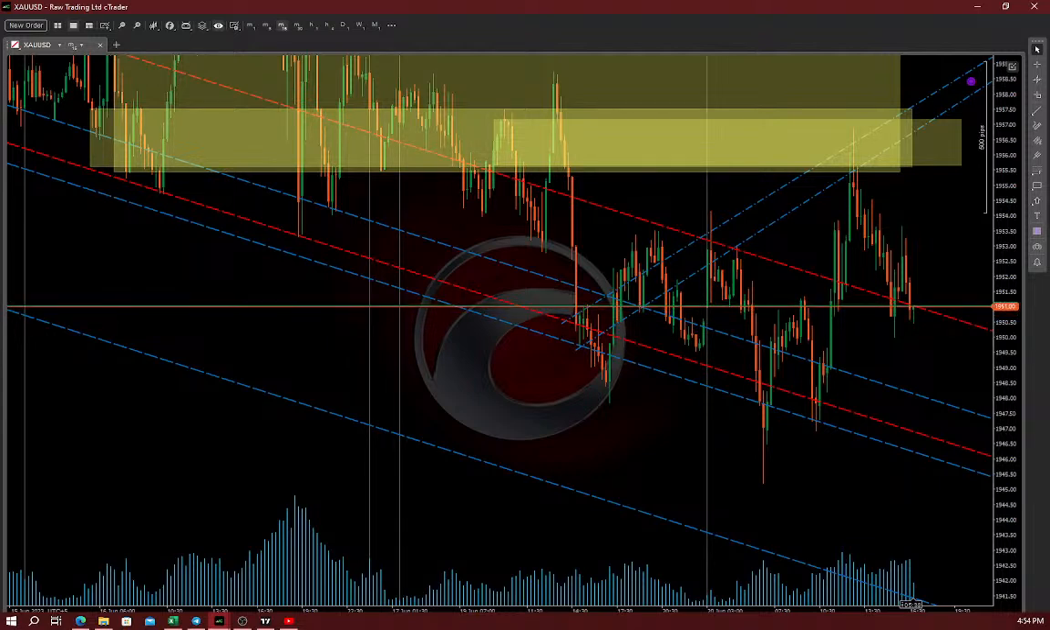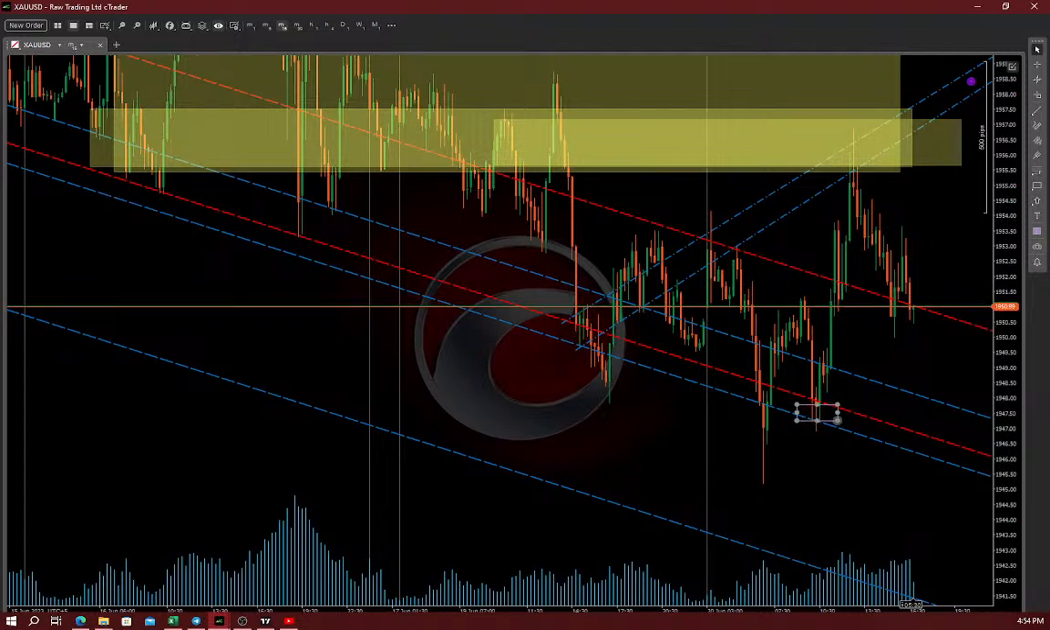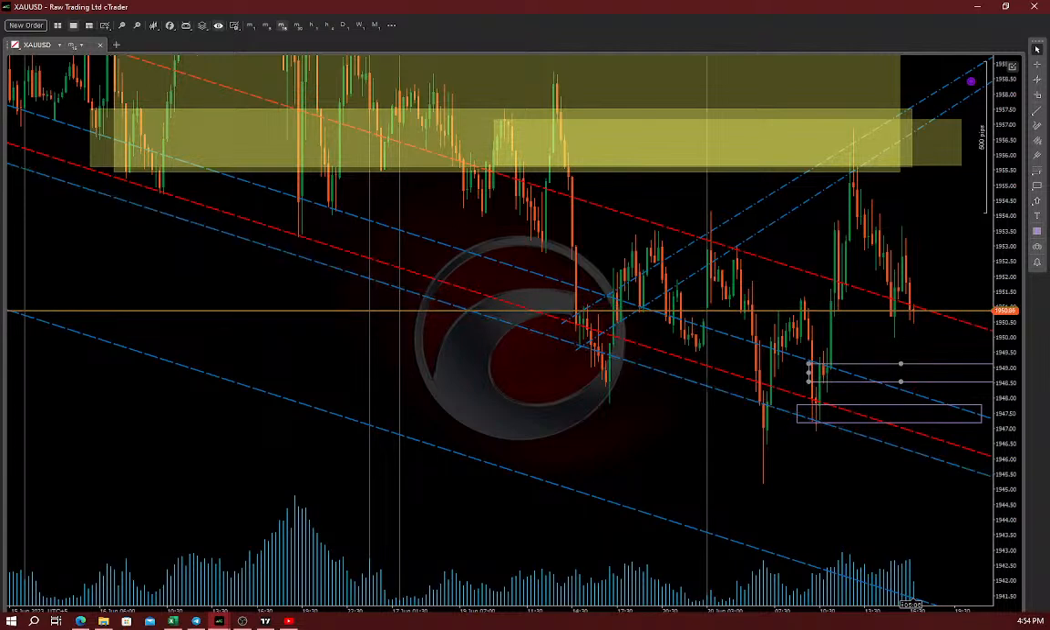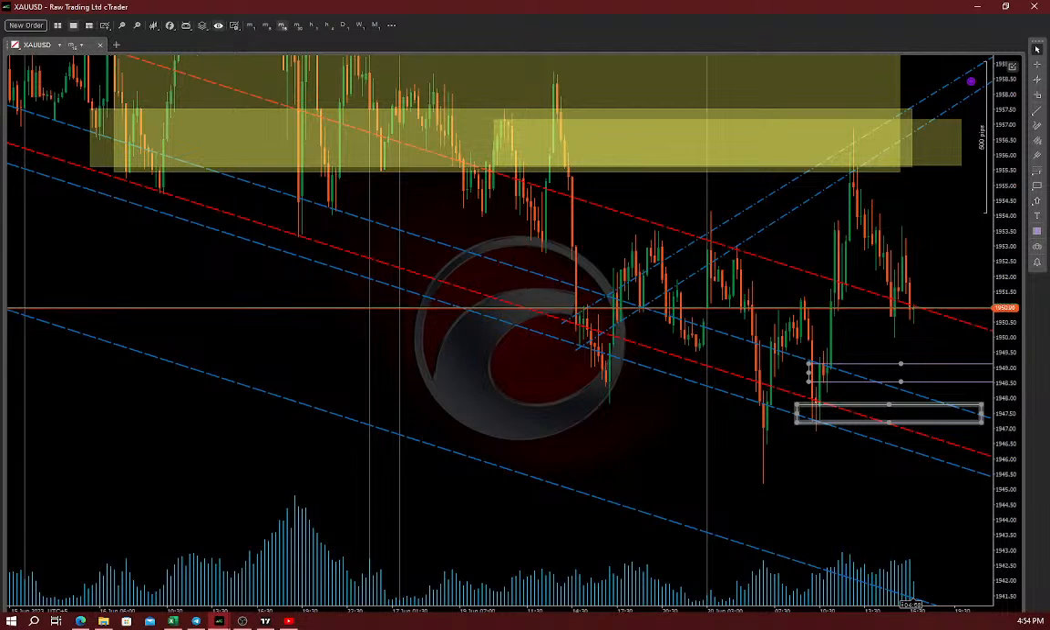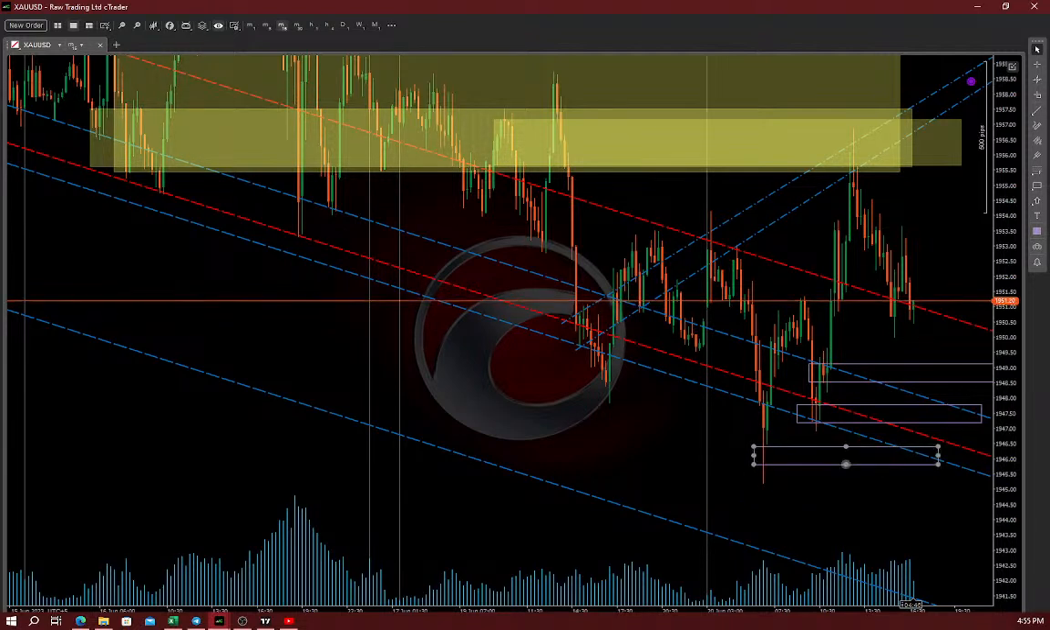The current movement might come down till 1947, or the other range, because we have two valid blocks with imbalance. The first range would be somewhere between 1949 and 1948.5. The second range, which is highly likely as well, is 1947 to 1948, and the third range we might see is somewhere between 1946.50 and 1945 and below.